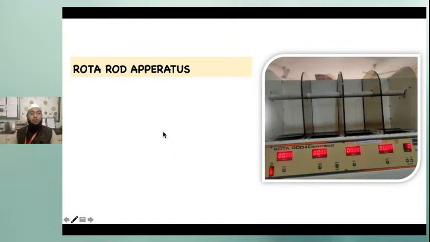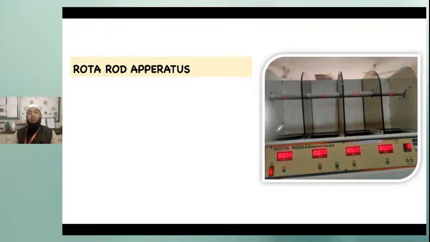Next instrument is the rotarod apparatus. Now you can see simply here there is a rod, and this rod keeps on rotating at different speeds. With the help of this instrument you can set the speed as per your protocol, and you can keep the animal on this rotating rod. So when the muscle of the animal is relaxed, what will happen? There will be loss of grip strength, and due to loss of grip strength, that animal will not stay for more time on the rotating rod.